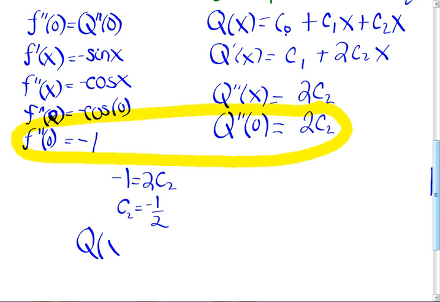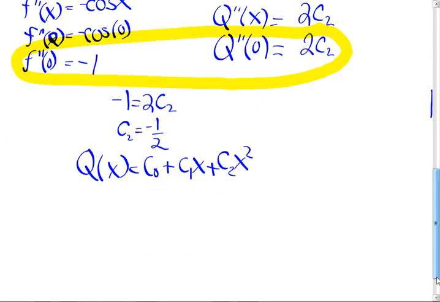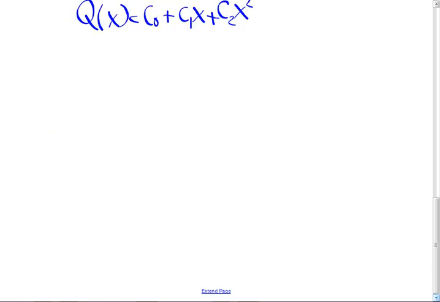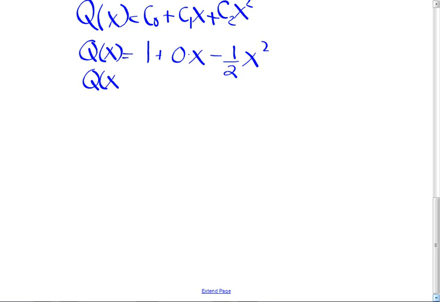Q of x, because then I can slide my board. Okay, what did you find C0 to be? That was 1, wasn't it? What was C1? That's 0 times x, and then it's minus 1/2 of x squared. So q of x is equal to 1 minus 1/2 x squared. If I wanted to go out 2 more terms, I would still have this part. It's not going to go away. You're still going to have this, and you're going to do more.